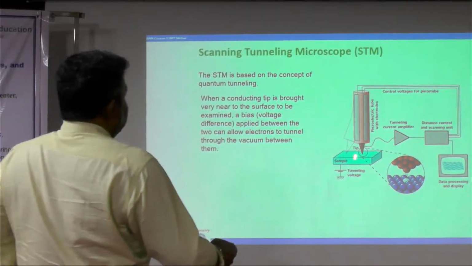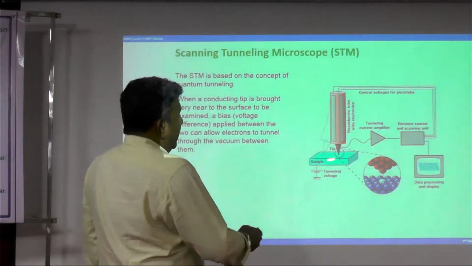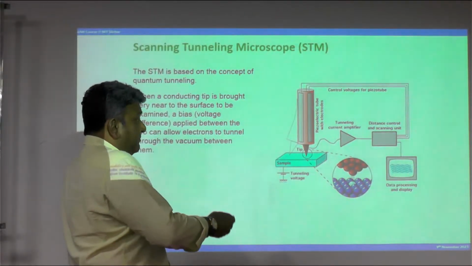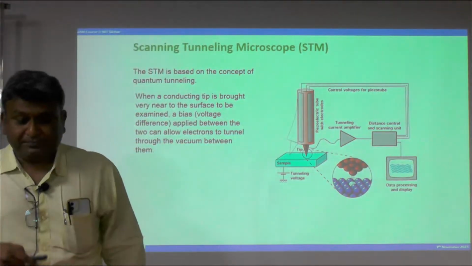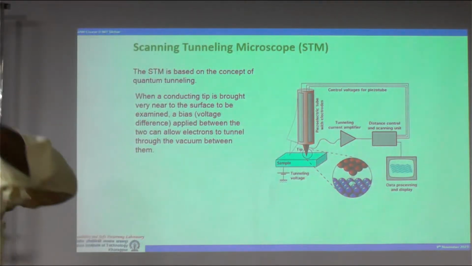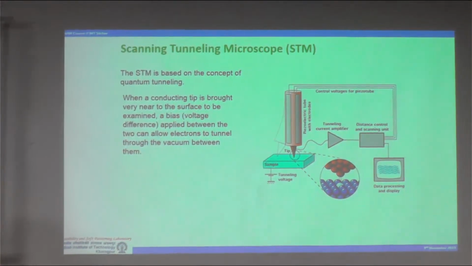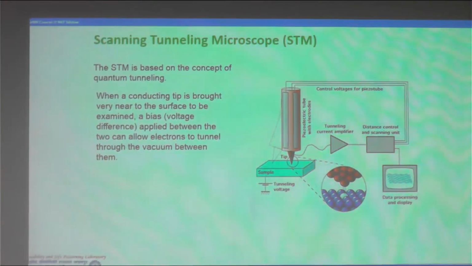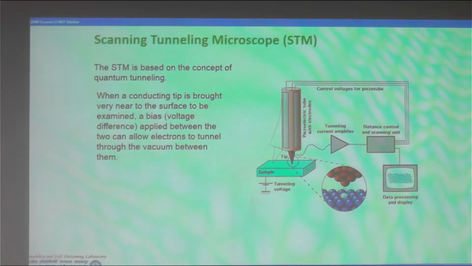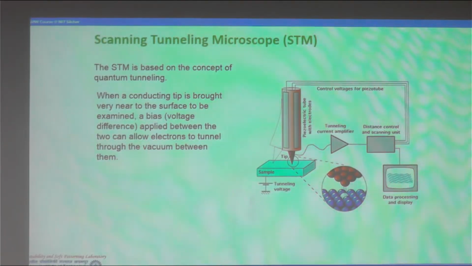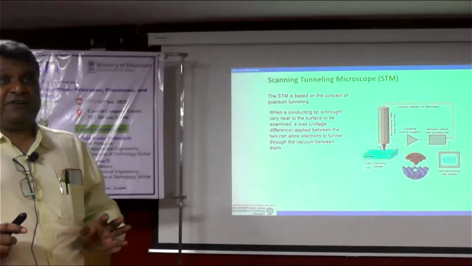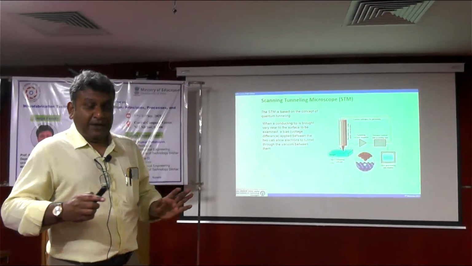So if you take a very sharp tip close to another metallic surface and apply voltage, there is a flow of current. Of course, where are the electrons flowing? They are flowing through the gap, right? If there are air molecules, they will collide and get scattered. So you need all sorts of paraphernalia, you need very high vacuum.